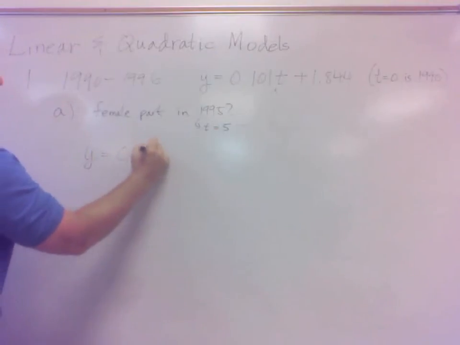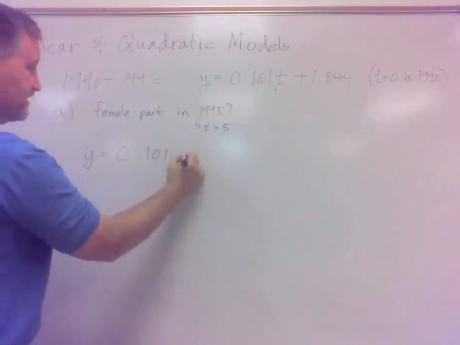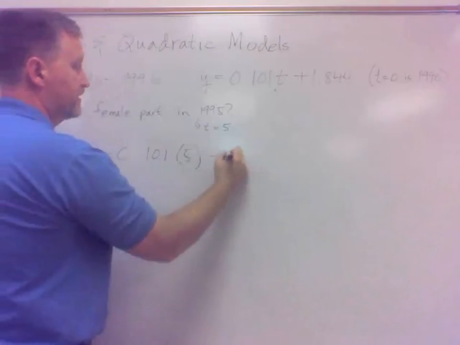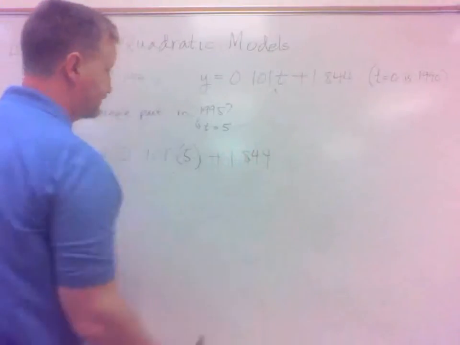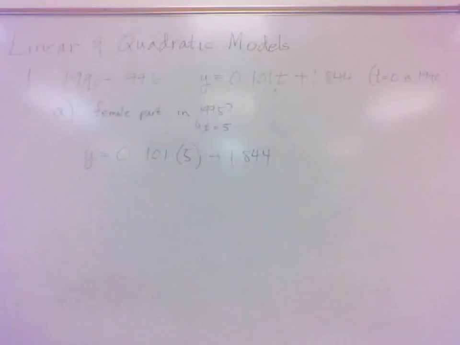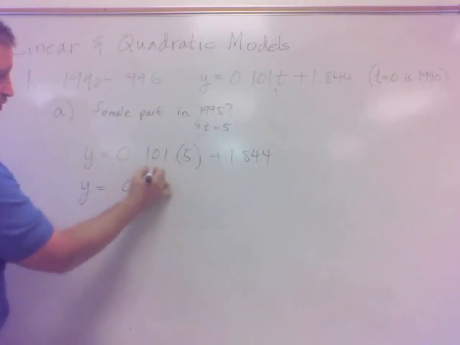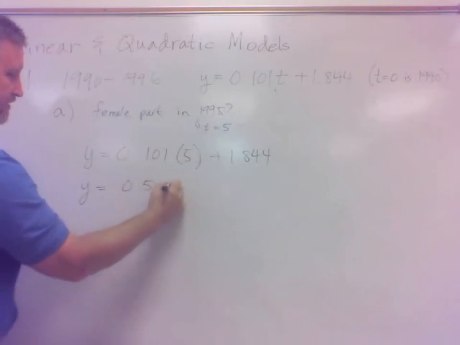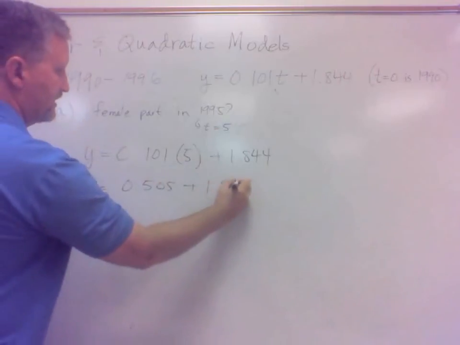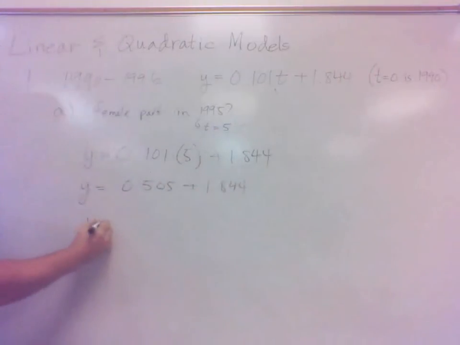So I have y equals 0.101t plus 1.844, but t we now know is 5. This is a very simple one, just have to do the math. Multiply by 5, so 0.101 times 5 would be 0.505. Then add in the 1.844.